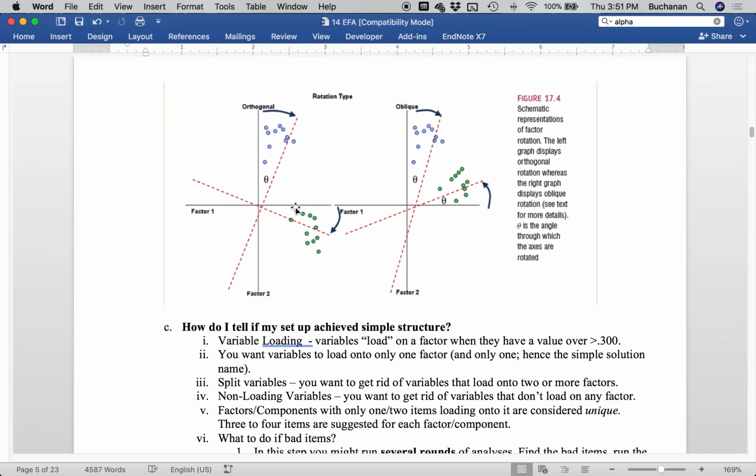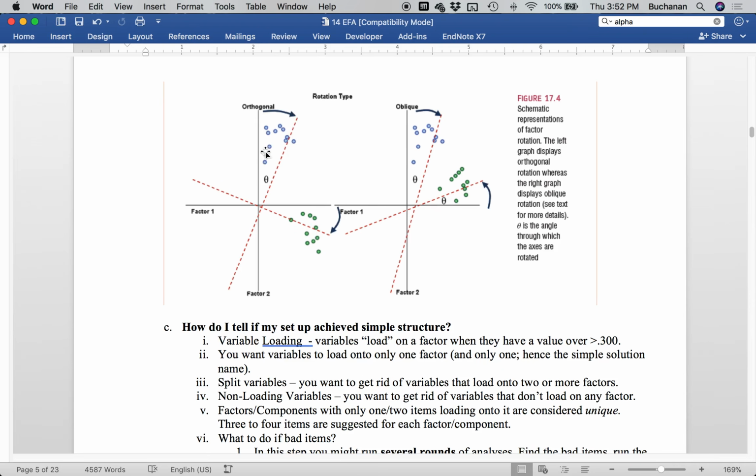Okay. So imagine here, also stolen from Andy Field, we have factor 1 and factor 2, and all of these dots are the items. So we can see that there are two clusters here of items that go together. If the rotation is orthogonal, it forces those two factors to be uncorrelated, which means that they have to rotate at 90-degree angles. You can have more than two factors here, it just makes it too hard to draw. So when you're forcing them to rotate at 90-degree angles, you're going to miss a lot of these dots.